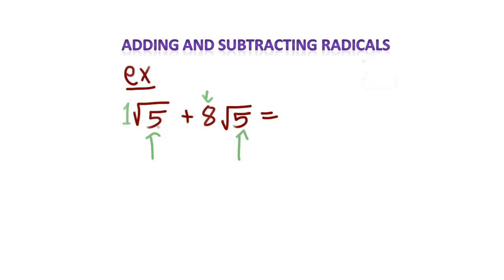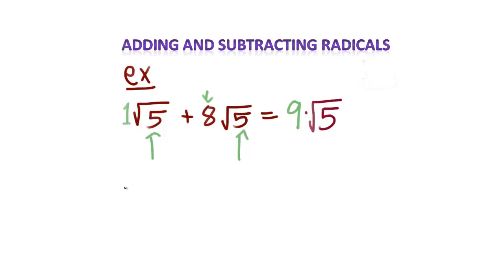Instead of radical 5, let's say we have pencils. So let's say we have 1 pencil plus 8 pencils. If we were to add them, we would get 9 pencils, right? But instead of pencil, it's just a radical 5. But you treat it just like an object. So 1 plus 8 will give us 9. 9 of what? Well, it's going to be 9 of the radical 5. So we'll just times radical 5. Right? 1 radical 5 plus 8 radical 5 is 9 radical 5.